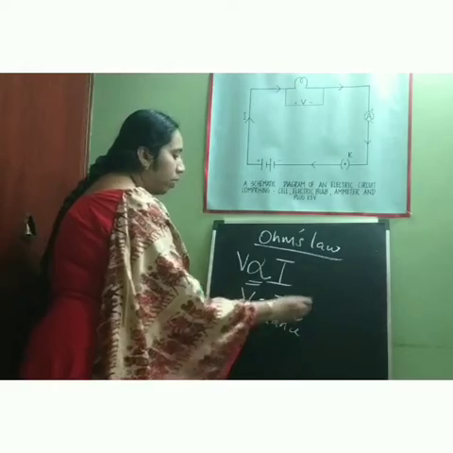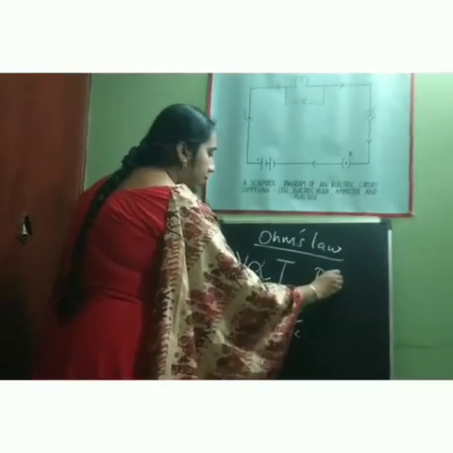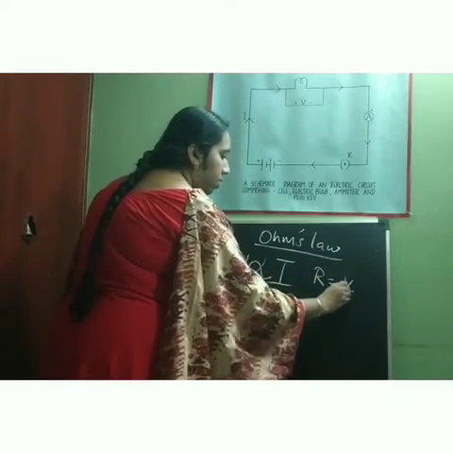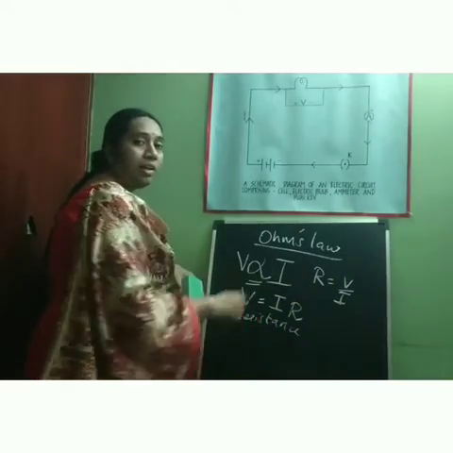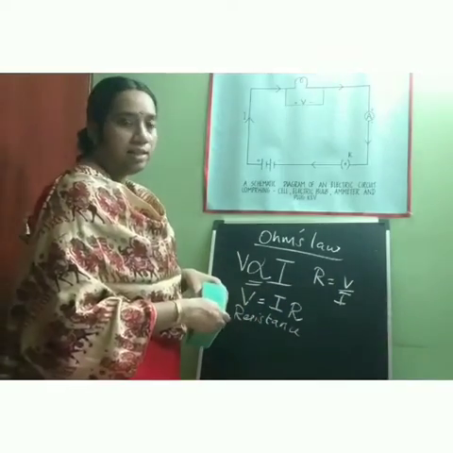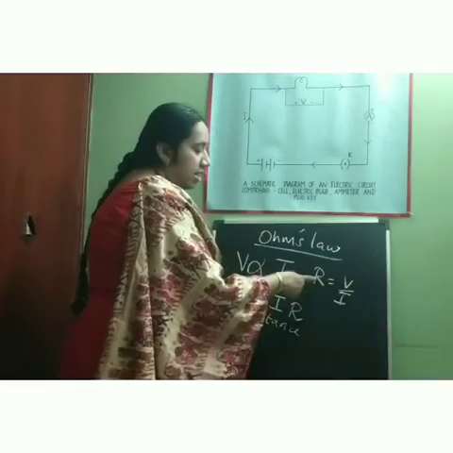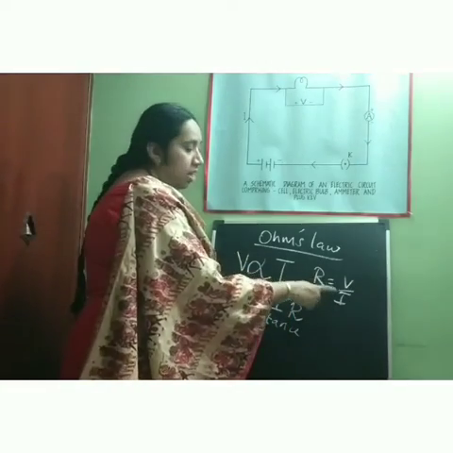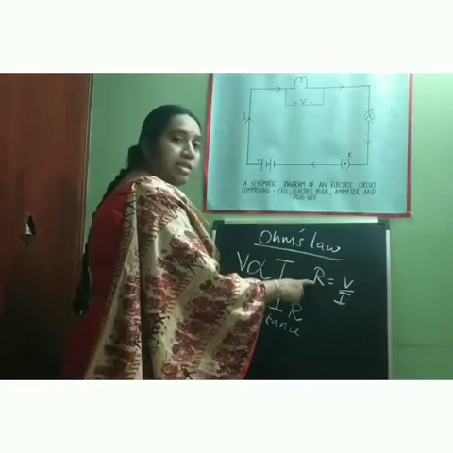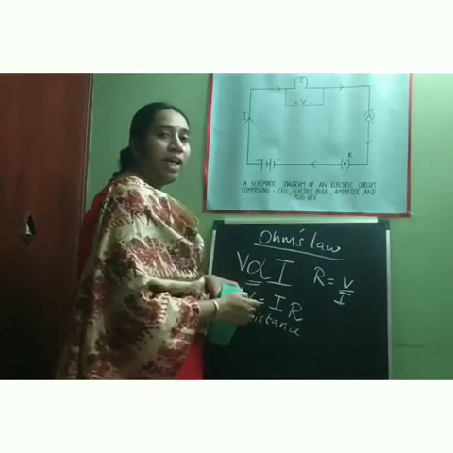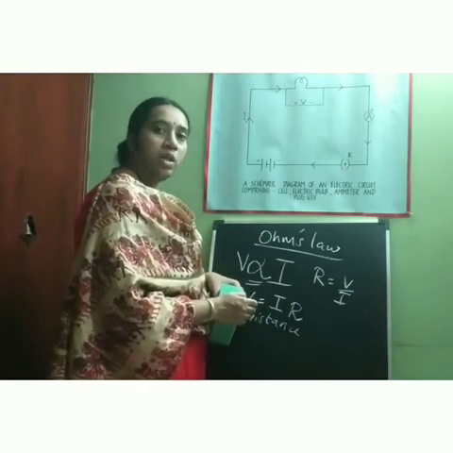So V is equal to IR means what? R is equal to V by I. So resistance and current are inversely proportional to each other. If current increases, resistance decreases. If current decreases, resistance increases. So both are inversely proportional to each other.